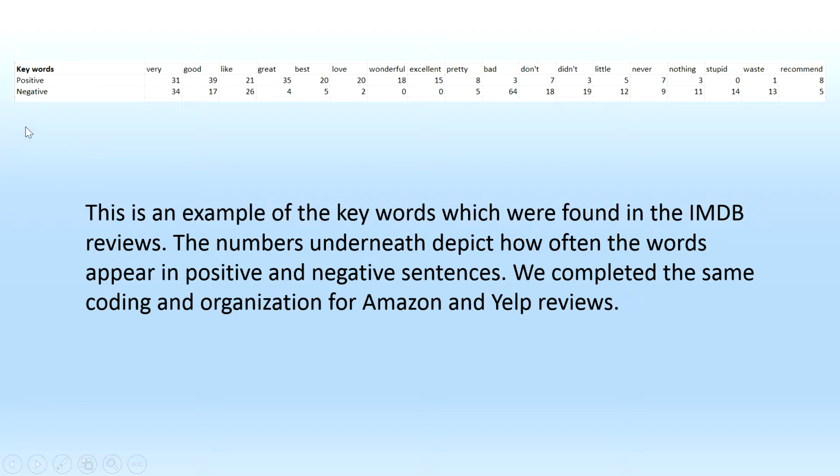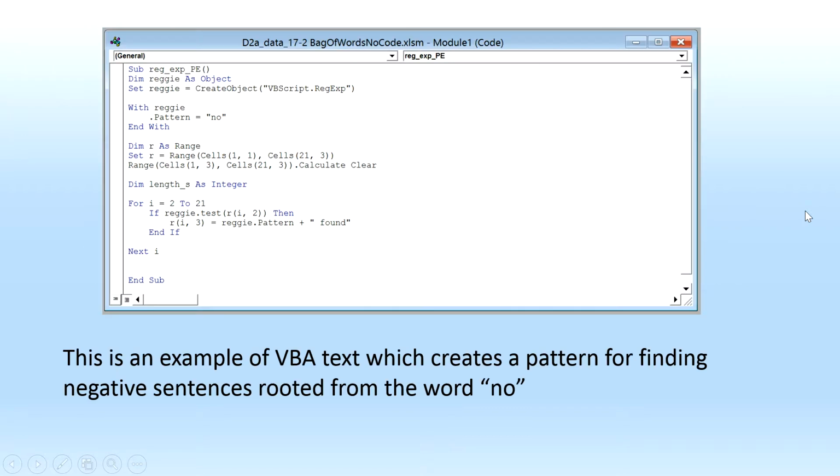And then we were able to go through and choose keywords that impacted the sentiment of the sentence. Words like good, great, love, or never, stupid, or waste. We were able to break down these influential words and determine how often they appeared in both positive and negative sentences for each type of review.